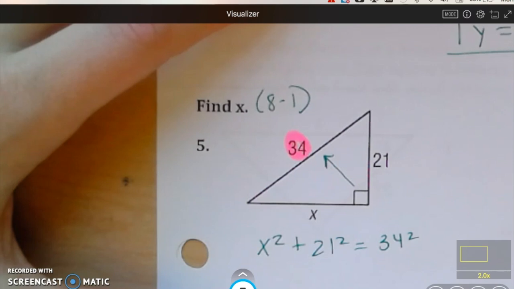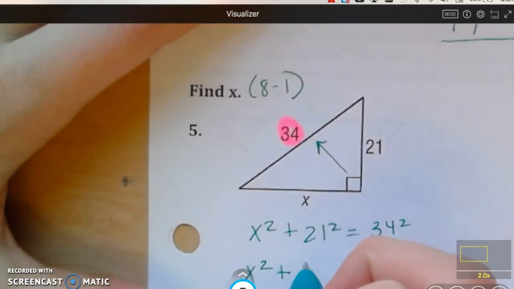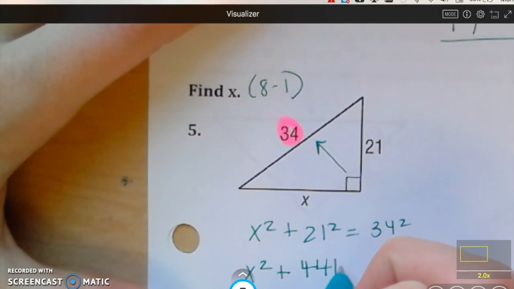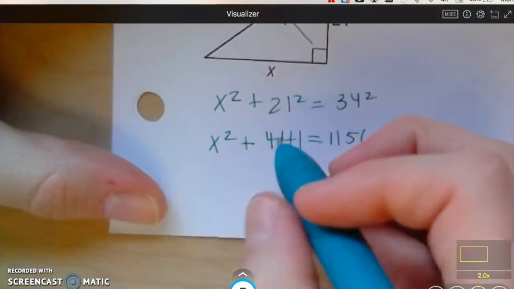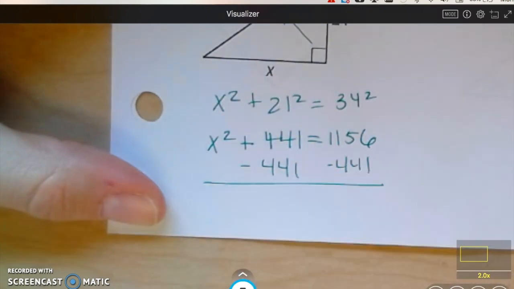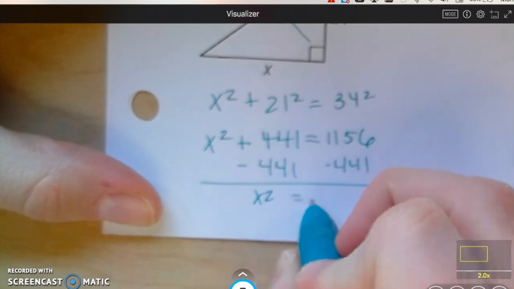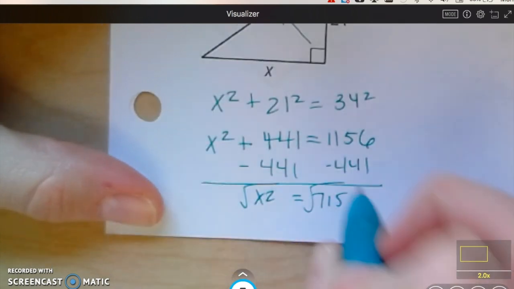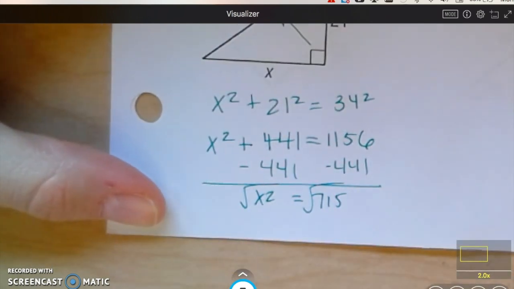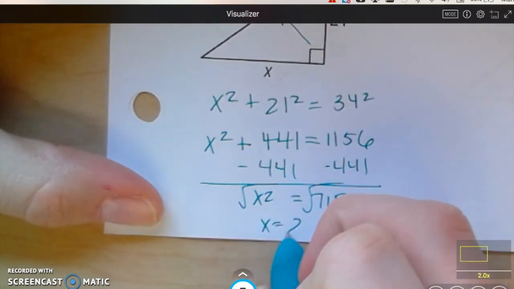All right, so this gives me x squared plus 441 equals 1156. I'm going to go through and get x alone. This gives me x squared equals 715. I take the square root of both sides, and I get 26.7 for my value for x.